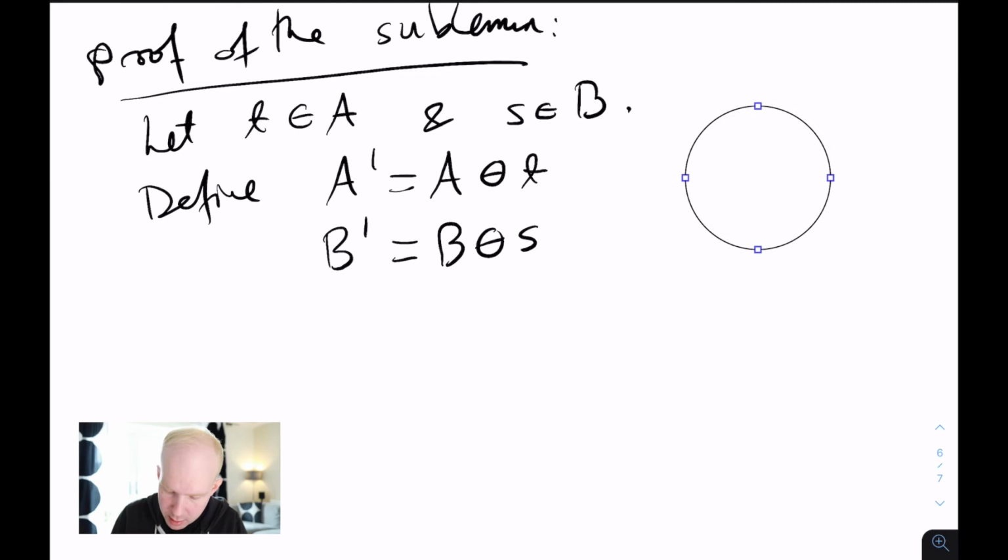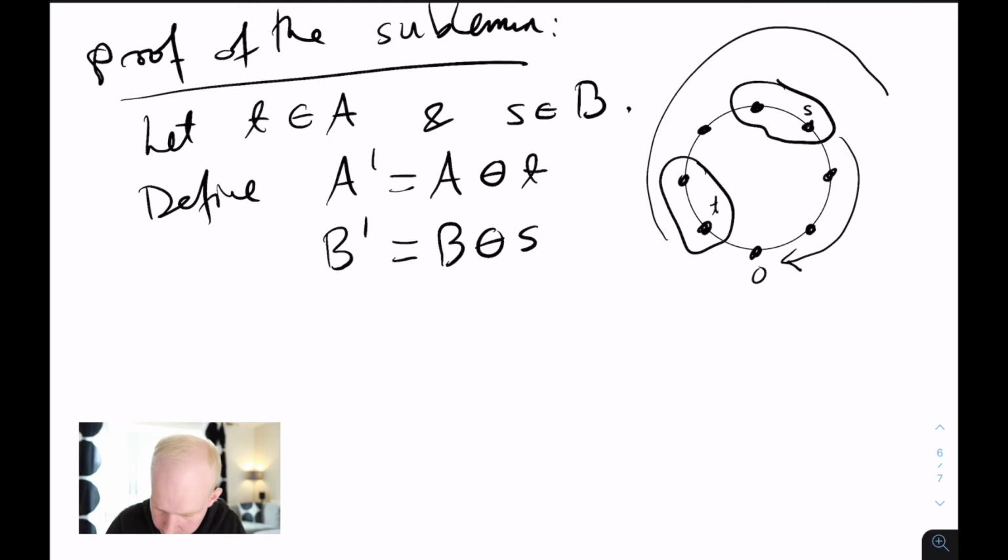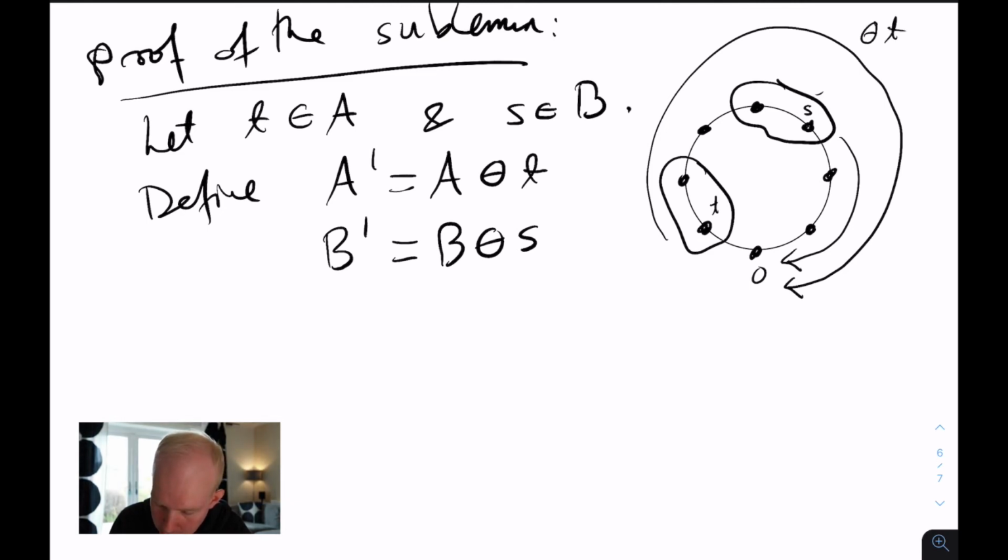Let's draw the picture. So we have some set, let's say here, let's put, say, 8 elements here. And we could have some set here and then maybe another one in here. And then we translate them so that, let's say if this is t and this is s, then we translate them back so that this goes back to the origin, minus t, and then this is minus s.